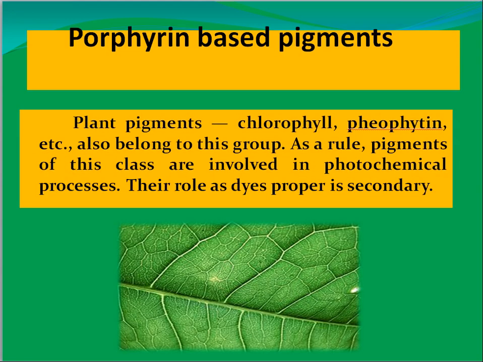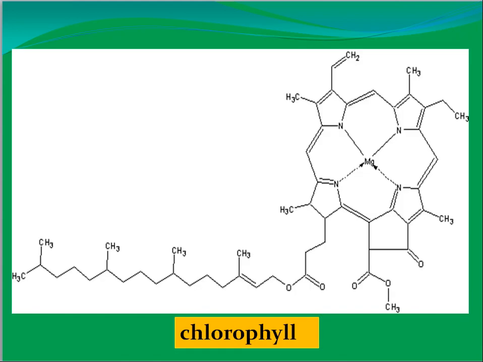Porphyrin-based pigments. Plant pigments, chlorophyll and pheophytin, also belong to this group. As a rule, pigments of this class are involved in photochemical processes. Their role as dyes is secondary. This is the chemical structural formula of chlorophyll.